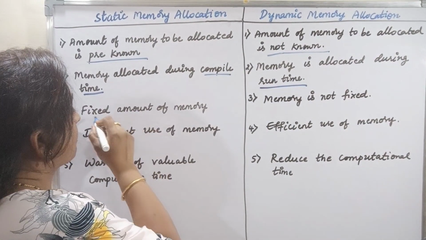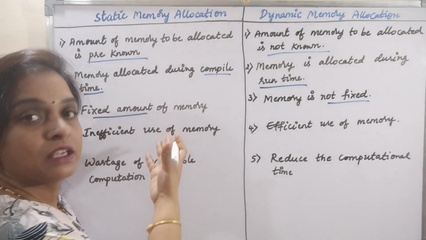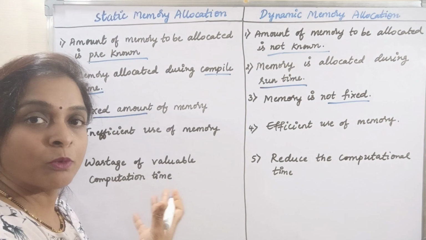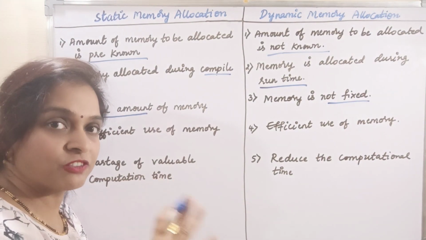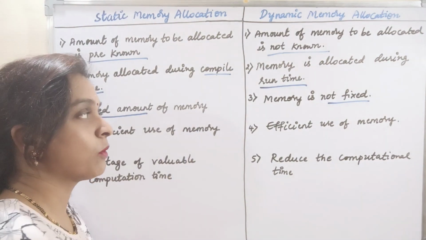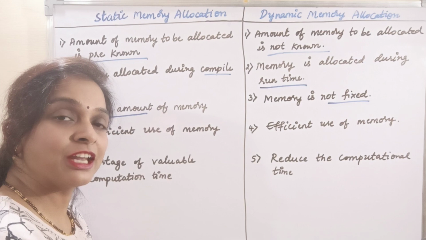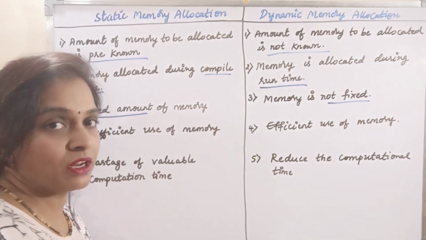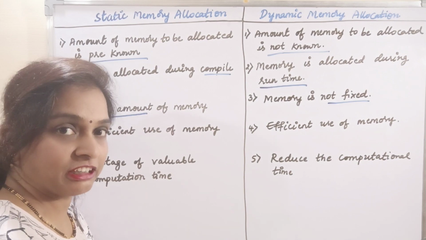Next, in static allocation the amount of memory is fixed. If I say I want to store 10 elements, that is fixed. But in dynamic allocation the amount of memory to be allocated is not fixed. Allocation and deallocation are all decided during runtime itself. How to allocate and deallocate, we will see later.